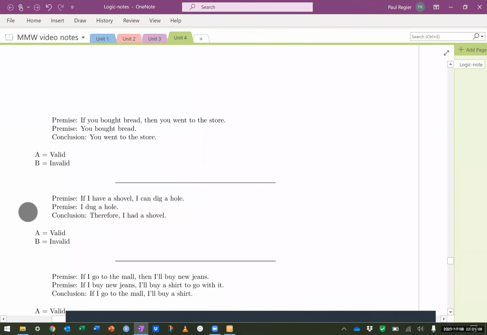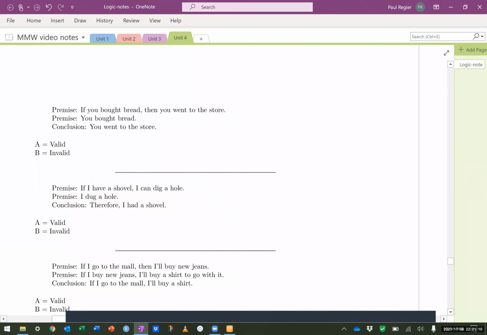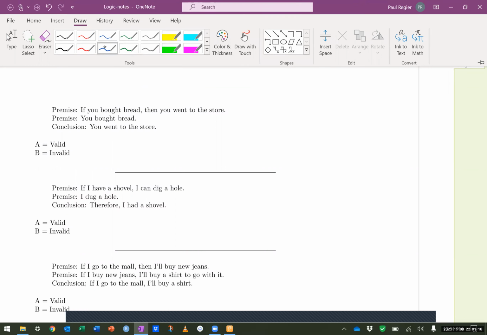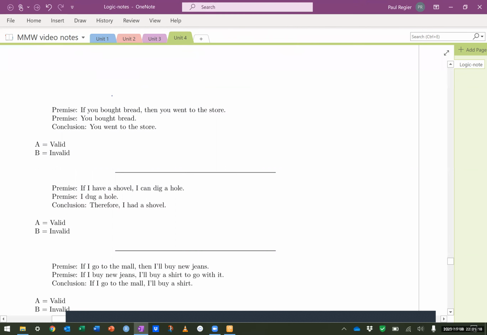So here's our statement. We're going to see if this is valid or not. If you brought bread, then you went to the store. Okay. This means if you brought bread, let's say B is bought bread, and then S is went to store. Okay, we're assuming B implies S is true. Like this statement is true. All right, then B is true.